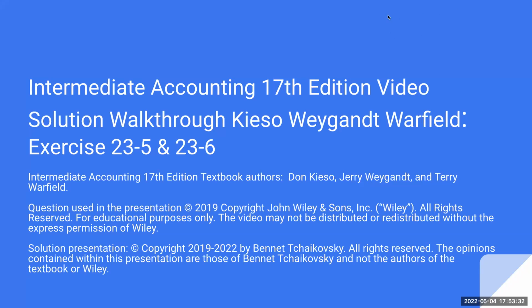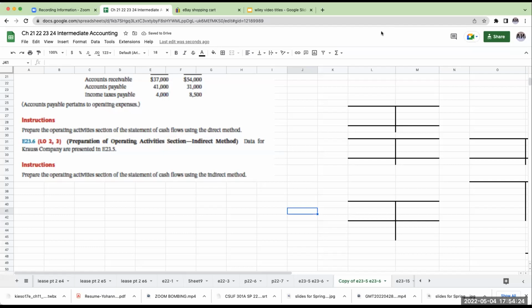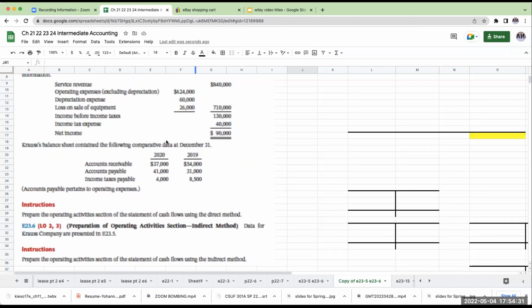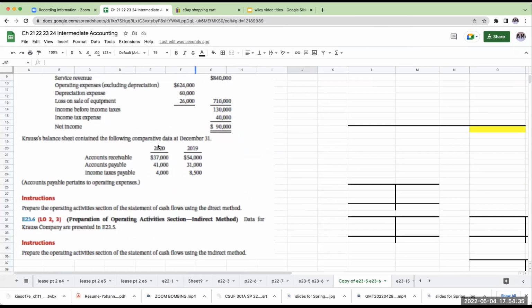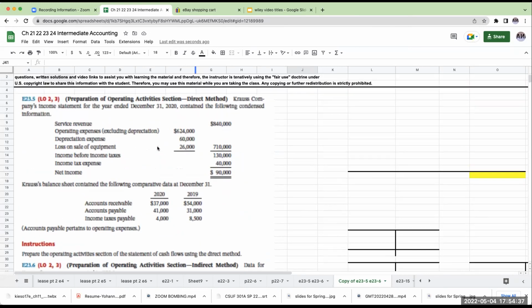Okay, let's do some accounting. Welcome, and let's go ahead and get this started. We've got exercise 23-5 and exercise 23-6, and these are both asking us to prepare the operating activity section of the statement of cash flows. However, we're not doing the full statement. We're just going to be doing part of the statement. And so let's go to it.